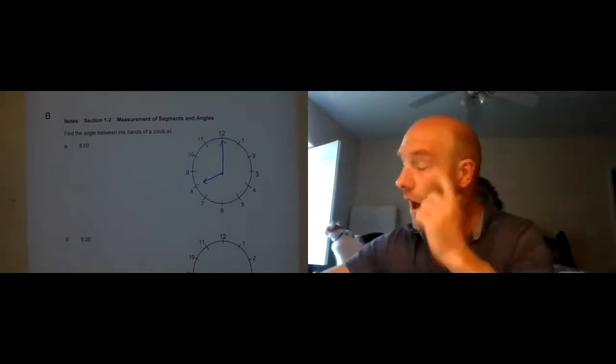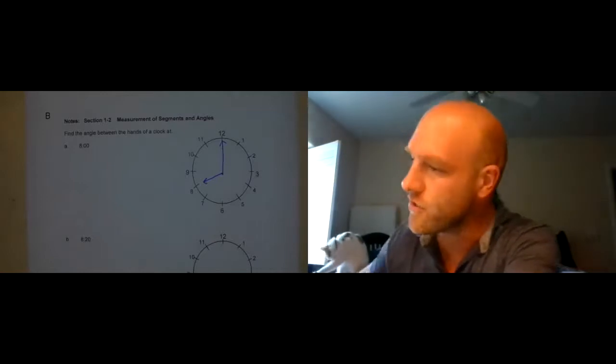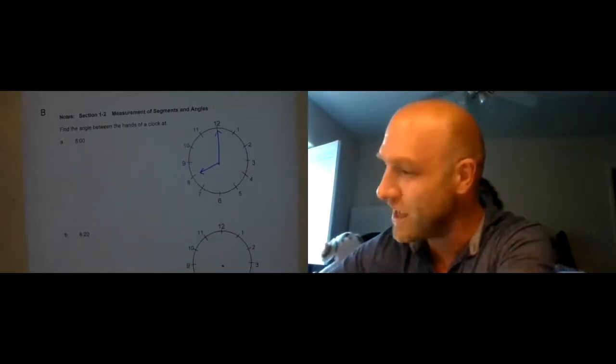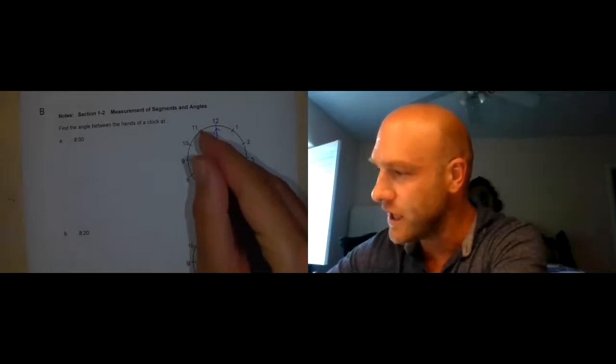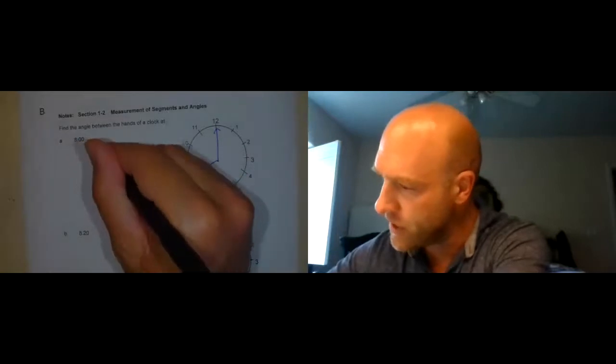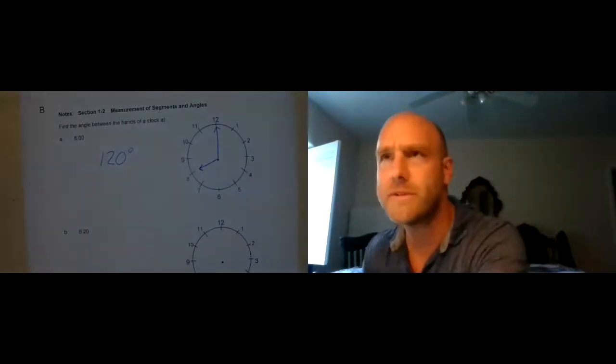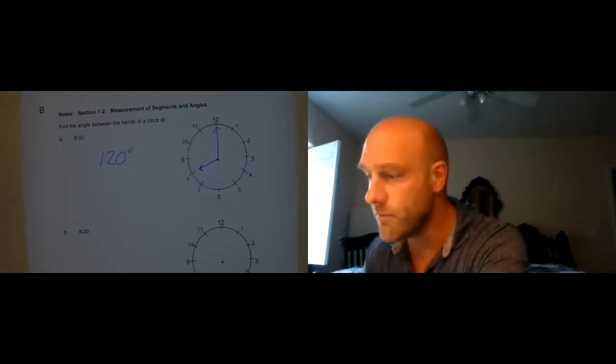So we're saying that there are 12 numbers around the clock for 360 degrees. 360 divided by 12 is 30. So to go from 8 to 9 is 30 degrees. There's 60. There's 90 as in a right angle. And we have 120 degrees here. That was easy. And that was warm up.